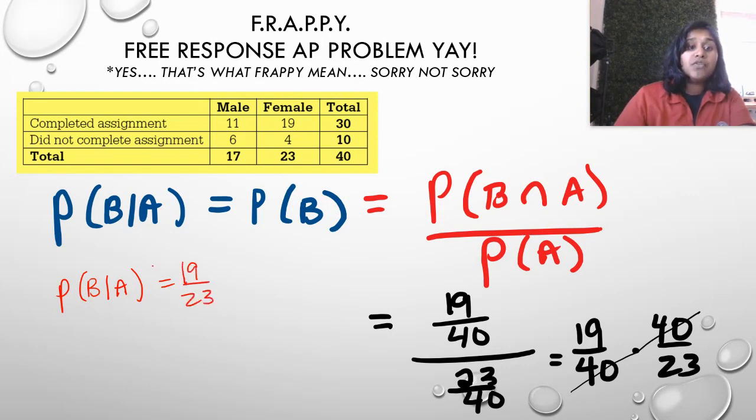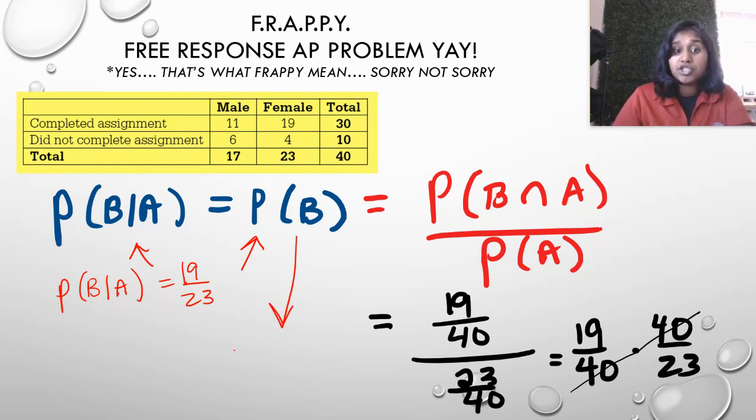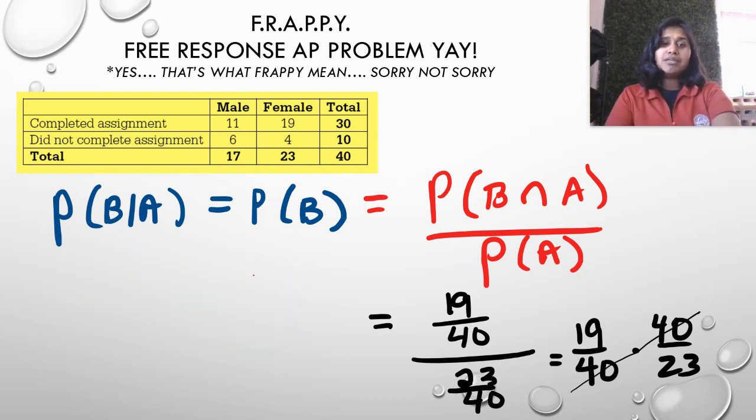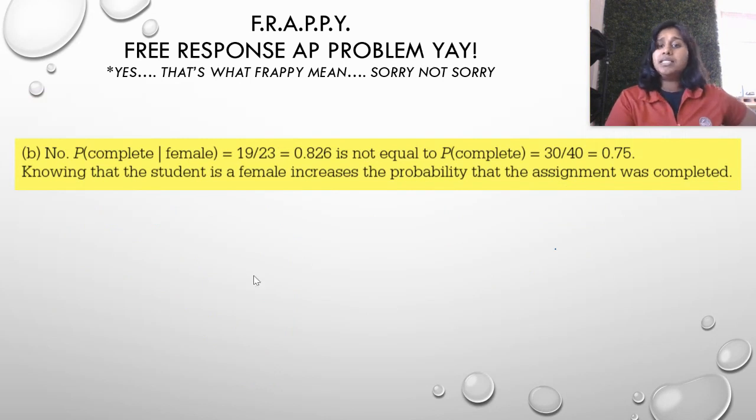And remember, we're solving this to be equal to this. Probability of just B, the completed assignments we did in question A. And so that was 30 out of 40. Are these two statements equal? No. So they are not independent.